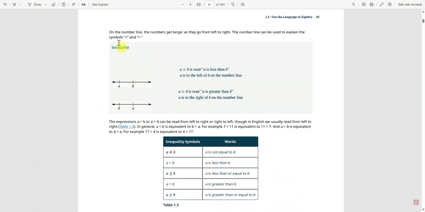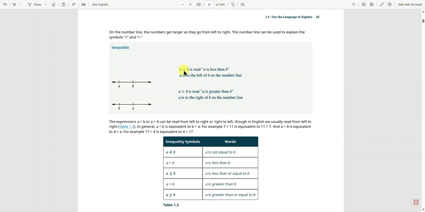Let's keep going here. On the number line, which we learned about in our first lesson, the numbers get larger as they go from left to right. The number line can be used to explain the symbols less than and greater than. That's what these two symbols mean, less than and greater than. You can see that this symbol points to the left, and if we think of the number line, when we move to the left, quantities get smaller. This symbol points to the right, and when we move on the number line to the right, quantities get larger.